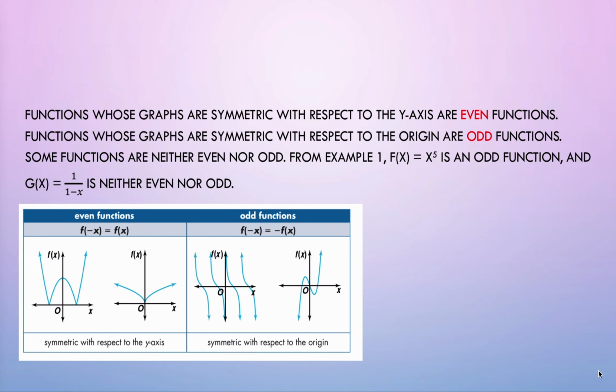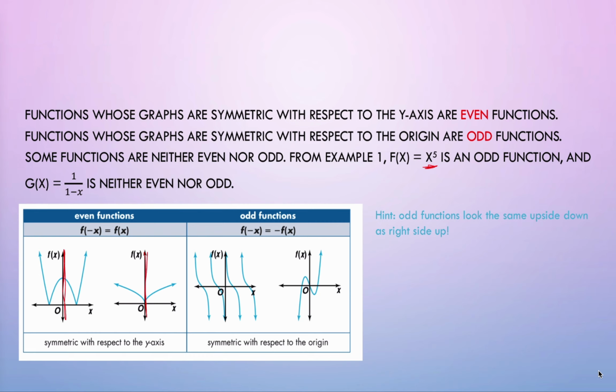So we had these functions before. We said f of x equals x to the fifth is symmetric with respect to the origin, so it's an odd function. G of x equals 1 over 1 minus x was not symmetric with respect to the origin, and it's not symmetric with respect to the y-axis, so it is not even or odd. So, even functions have the y-axis symmetry, odd functions have the origin symmetry.